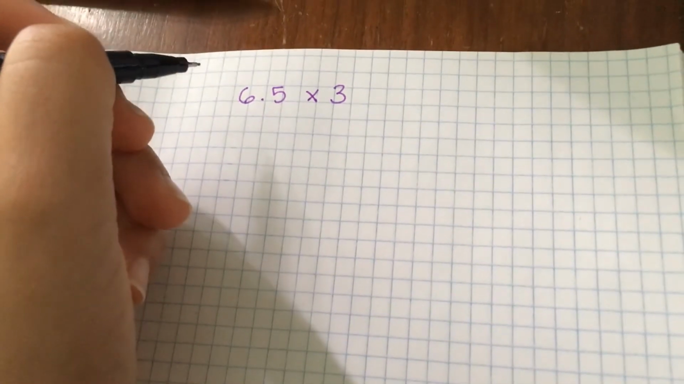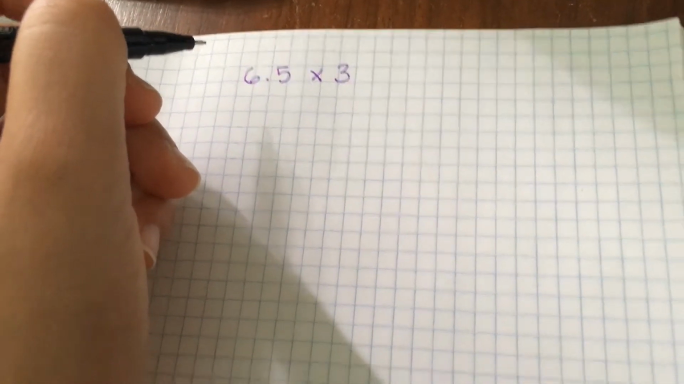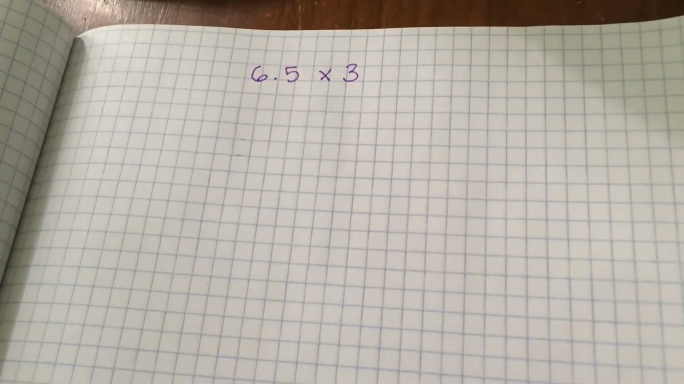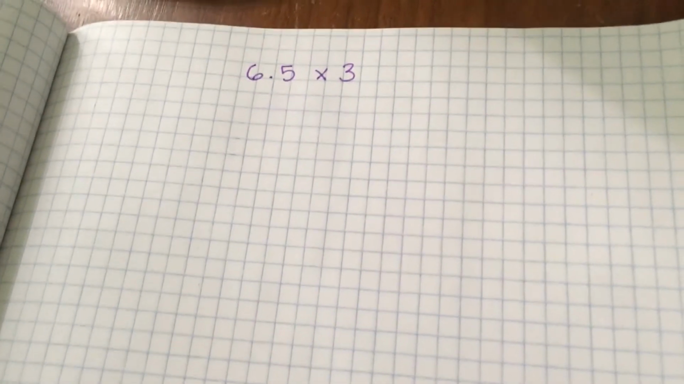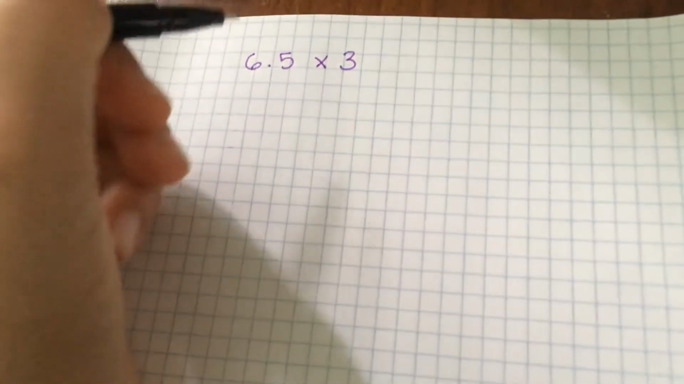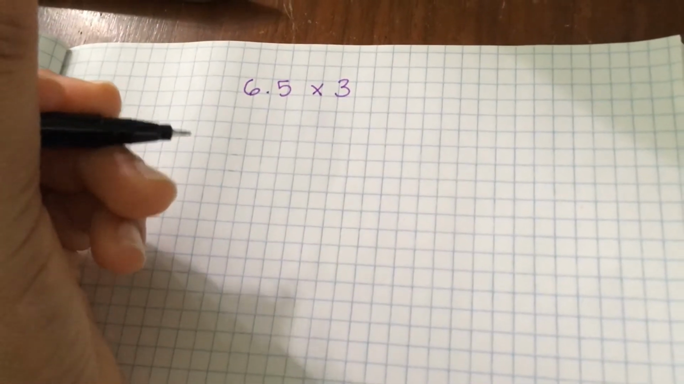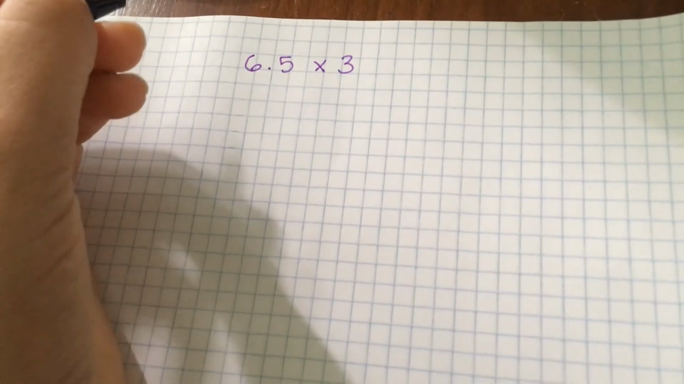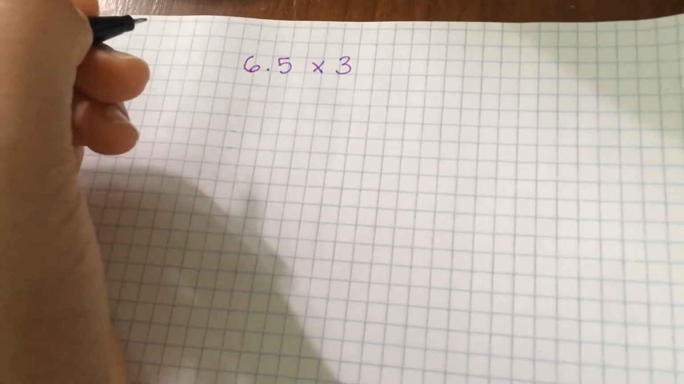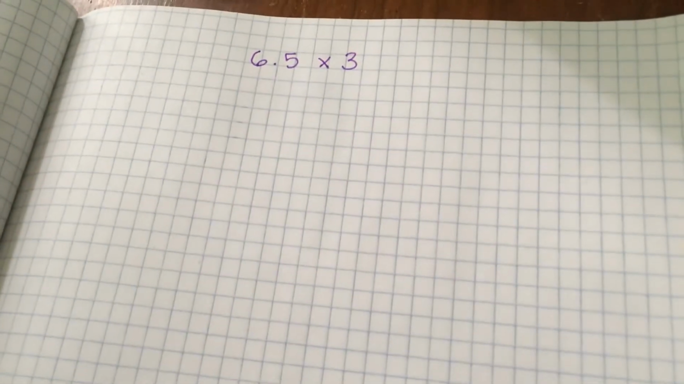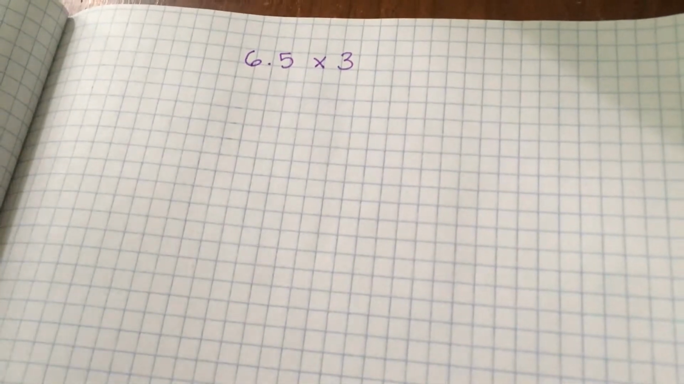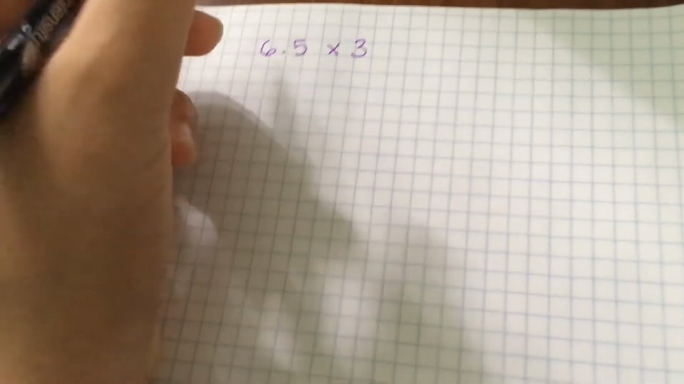Okay, so today we're going to be talking about how to multiply decimals, and we're going to start with this example, but we're going to have two other examples. So let's get started. So here we have 6.5 times 3, and really when we're multiplying with decimals, you just have to not think about the decimal while you're multiplying and then bring it back in at the end. So let's get started.